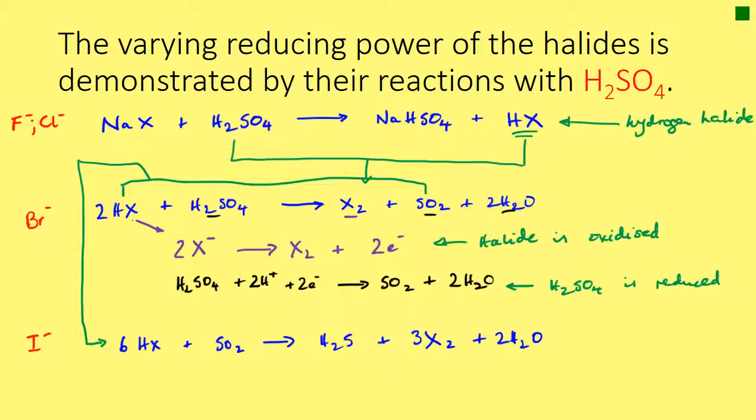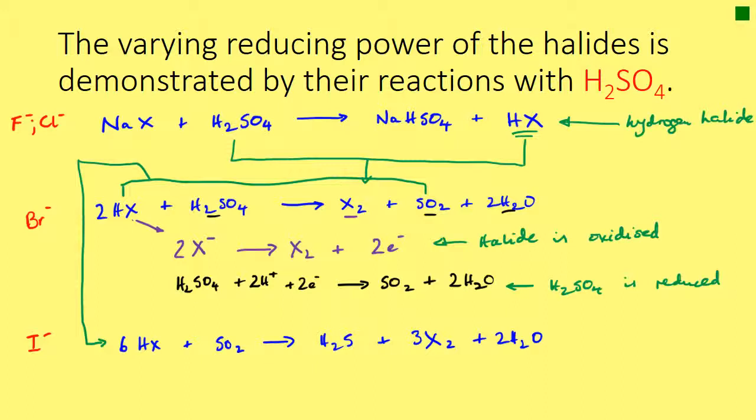So I'm writing it HX to be consistent, but actually it's only iodide that reacts like this, and we need 6 of them, and it's going to react with the sulfur dioxide to make hydrogen sulfide, turning itself into the halogen. I should write that as X2 really. Let me rub that out and write it properly, just to be consistent. So it's making X2 and a couple of water molecules. Okay, and that's where even iodide stops.